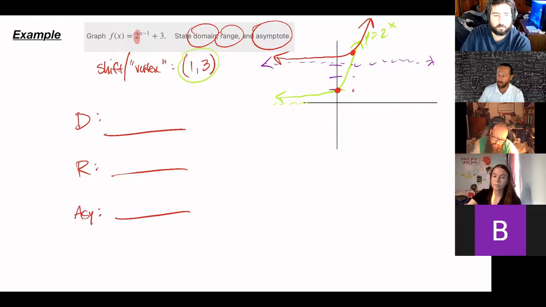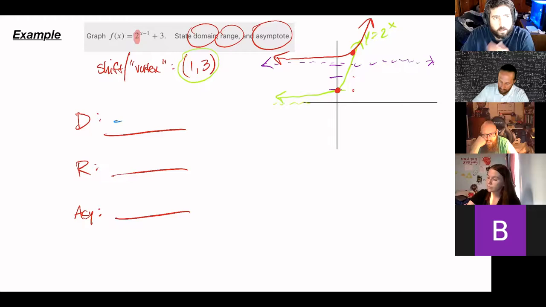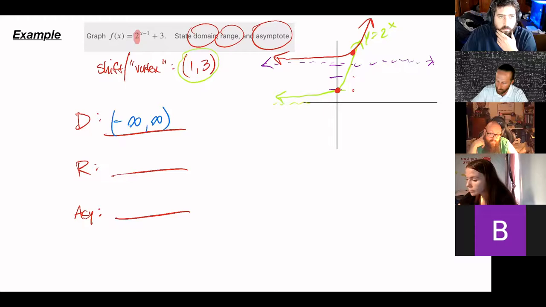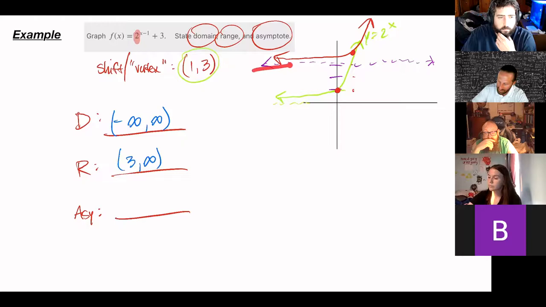And who can tell me what the domain is? That's just negative infinity to infinity. Very good, everyone. How about the range? 3 to infinity. Ah, very good, Dustin. And remember, 3 was not included. That was our borderline. That's what it said. It approached. And how about the asymptote?